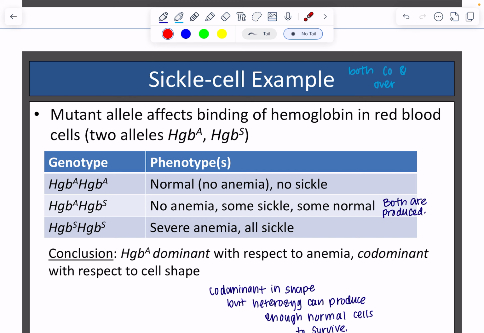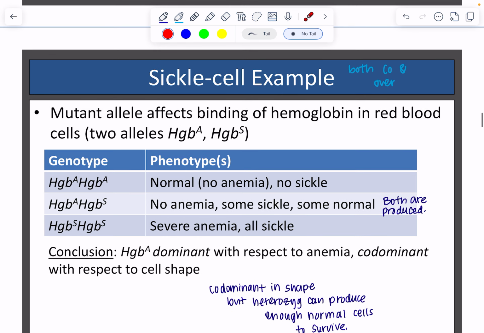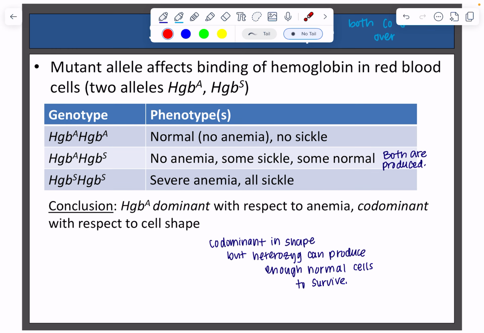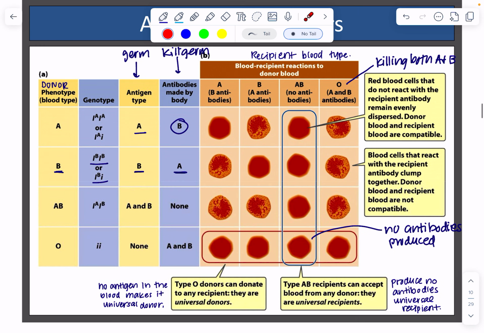This can be considered codominance as well as overdominance. Codominance would be seen here where you get some sickle and some normal. I think that's maybe a better example of codominance than the blood types. I think with the blood types maybe I confused myself and I probably confused you too, so I'm sorry. But if you look at that and try to understand the way that blood is donated, you'll get it.